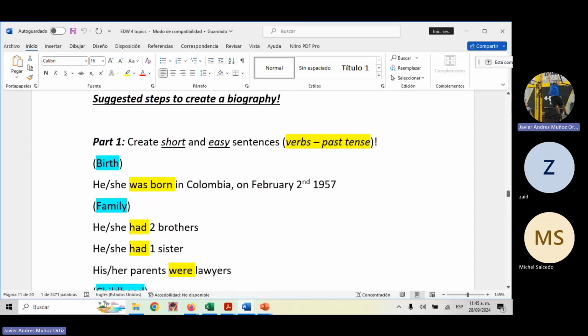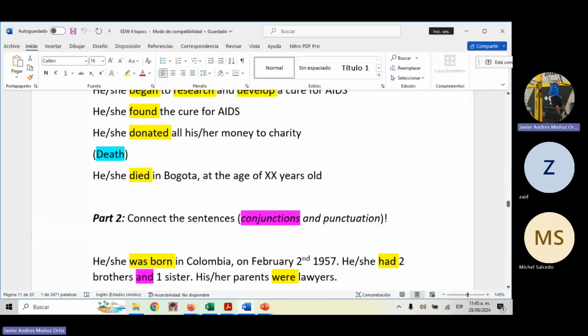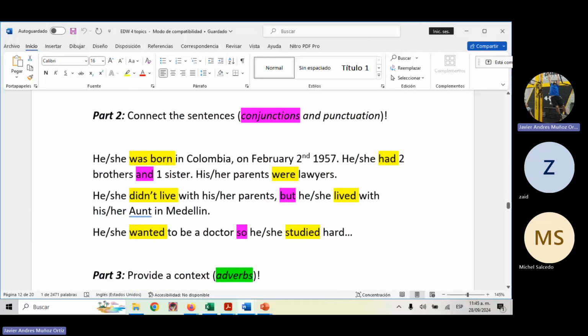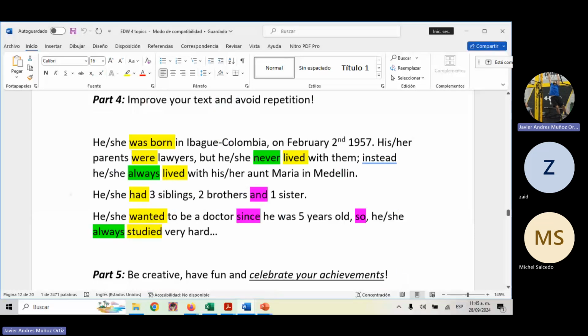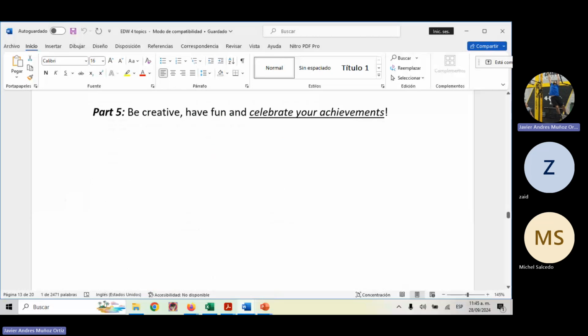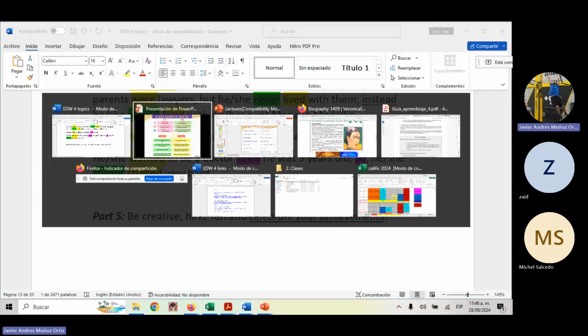To create short and easy sentences, in this case, they have to be in order in terms of chronology, right? That's why we talk about birth, family, childhood, education, marriage, children, job, reasons for fame and death, if this person is dead. Then connect the sentences using punctuation and conjunctions, right? After that, if you want, you could provide a context, use adverbs. Then you could improve your text by avoiding repetition. And finally, and in my opinion, the most important part is to be creative, have fun doing the exercise, and especially celebrating your achievements. These are the steps to create a text, in my opinion. This is a proposal.